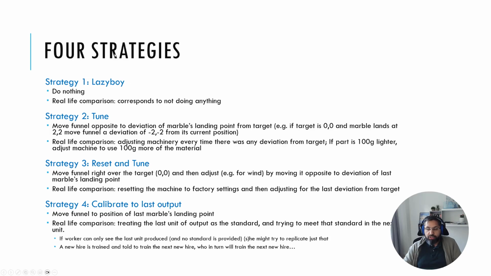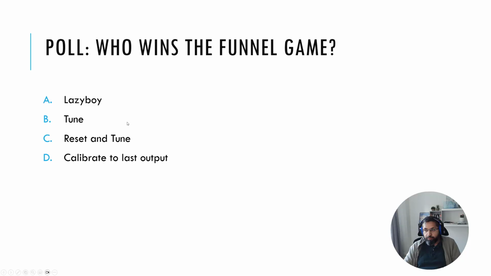So these are kind of 4 real life types of strategies that we can use, or you can come up with your own strategy and do it. So now pause the video and think which of the strategies would win. If we had 4 teams, each following one of these strategies: strategy 1 is lazy boy, strategy 2 is tune, strategy 3 is reset and tune, strategy 4 is calibrate to last output. Which strategy do you think is going to win?